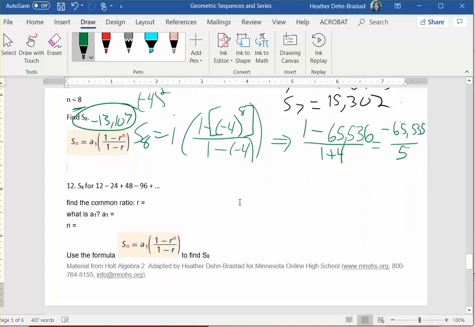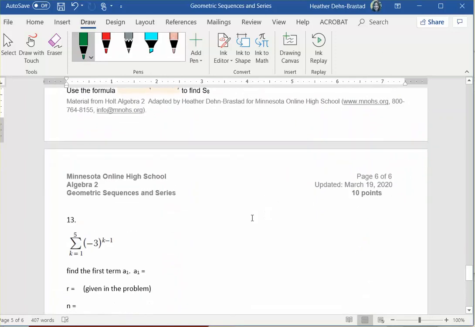Find the common ratio, find the first term. If it's listed like this in a series, then you can say the first term is just the first number. If it's in this kind of thing, then you have to find the first term by putting 1 in here, and 1 minus 1 is 0, and anything to the 0 power is 1. So in number 13, your first term is 1 as well.